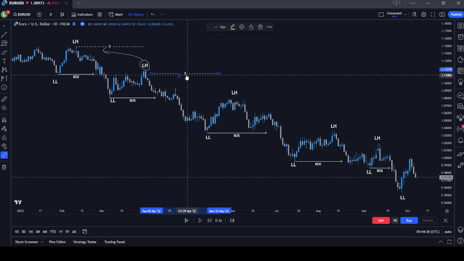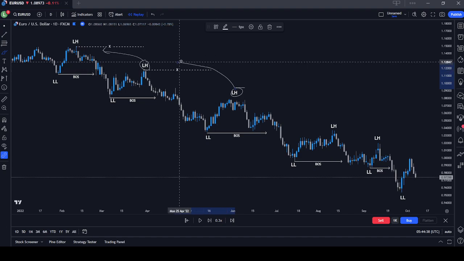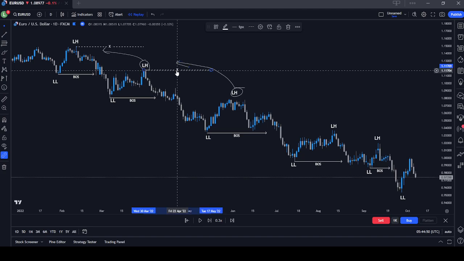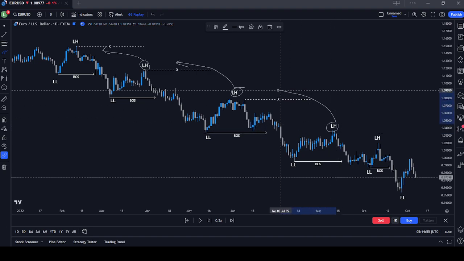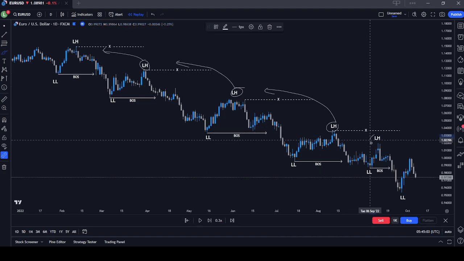Okay, so even here, this lower high here didn't take out the previous lower high. It respected the previous lower high, which is what we want to see, because on a downtrend we respect lower highs and break lower lows, right? Okay, so let's come here. As you can see, this lower high here didn't take out the previous lower high, right? Here again, this lower high there didn't take out the previous lower high, right?